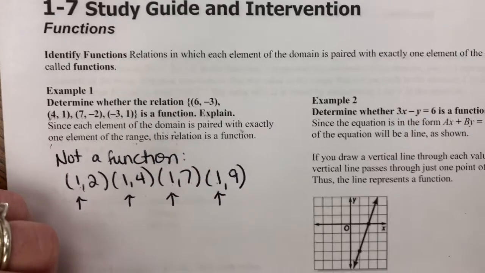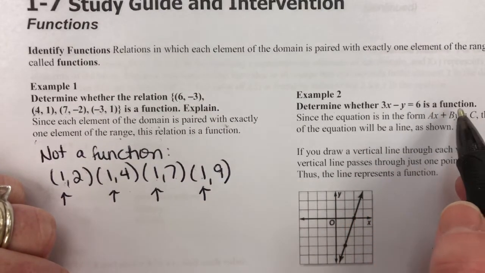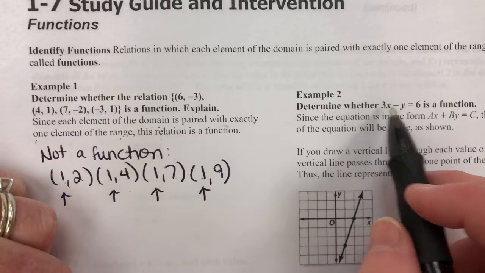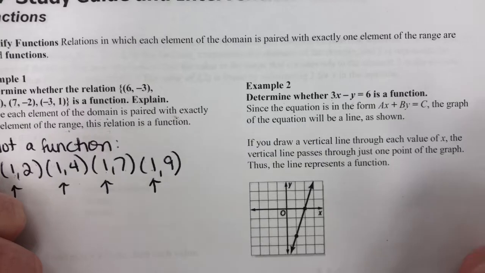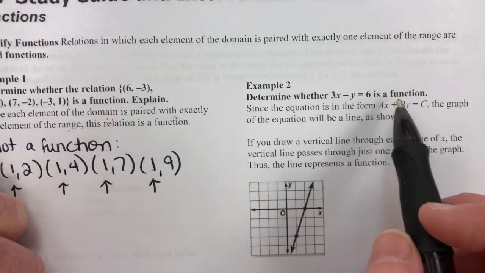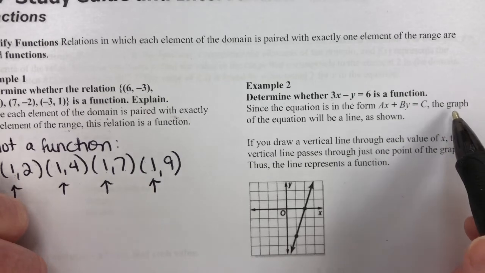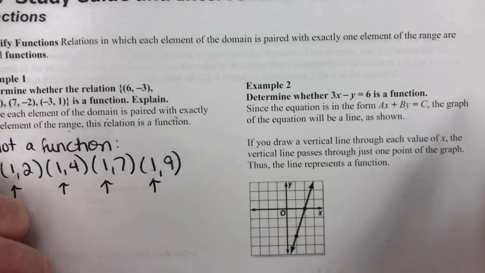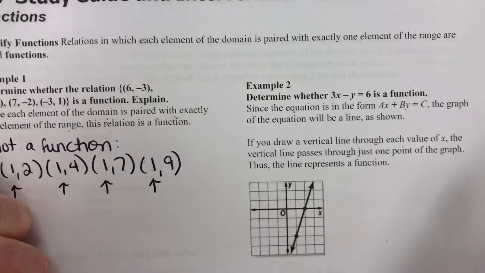Are the x's repeated? Determine whether 3x minus y equals 6 is a function. Anytime that you have an x and a y, and there's nothing squared or anything, it's going to be a function. Every time. Since the equation is in the form ax plus by equals c, anybody remember what form that's called? Standard form. The graph of the equation will be a line as shown.